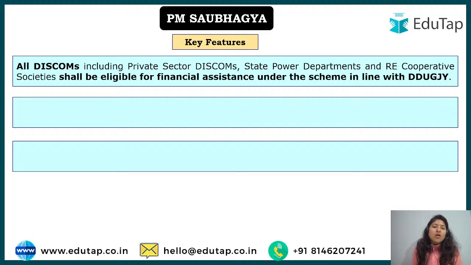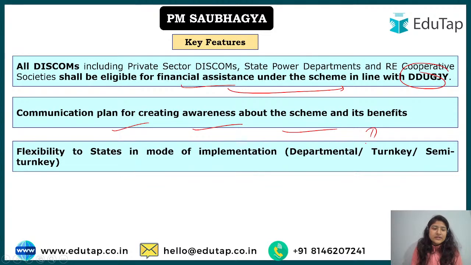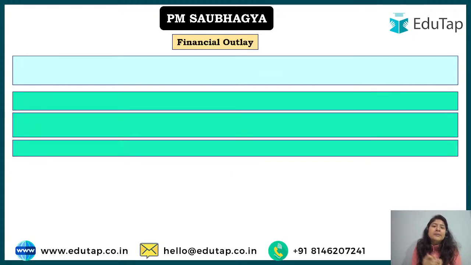Next key feature: all DISCOMs are eligible for financial assistance. So that we have done in line with the Gram Jyoti Yojana. Okay, we have understood that. A communication plan for creating awareness about the scheme and its benefits will be done, and also flexibility to the states in the mode of implementation; however they want to implement, that is also the liberty under the scheme.